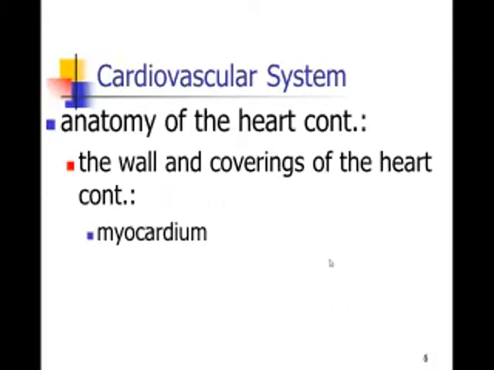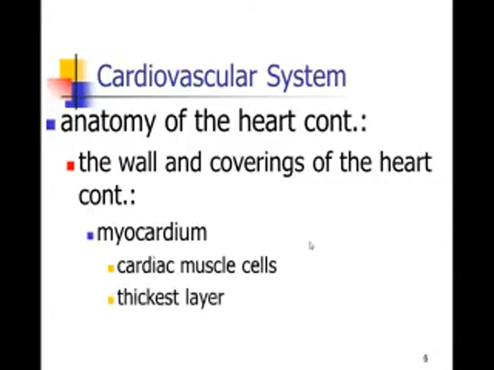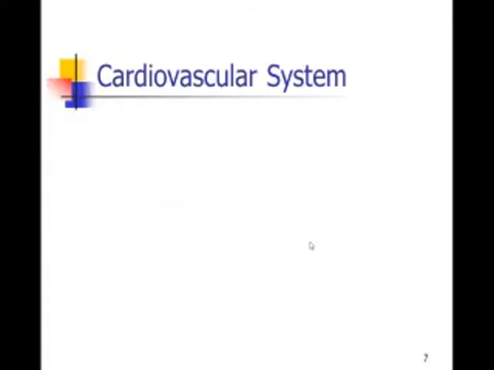Okay, we have the myocardium. Myocardium is the muscular layer. This is made up of cardiac muscle tissue. We talked about cardiac muscle tissue back in the topic dealing with different types of muscle tissue. Remember, there were 3 kinds: skeletal, cardiac, and smooth. It is the thickest of the three layers.